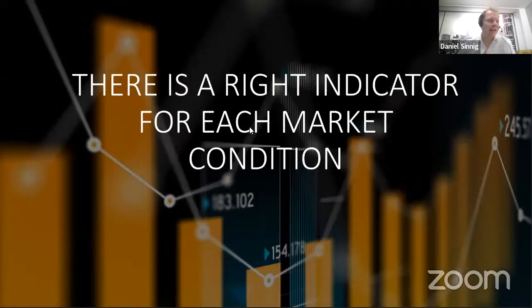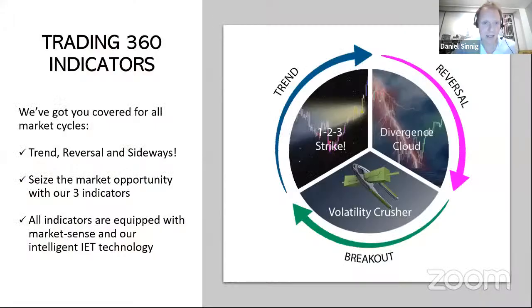Having said this, there's no wrong or right way to trade the market. There's no market condition which is better than another one. They all can be traded, but it's a matter of finding the right indicator for each market condition, and we have developed one indicator for each of these market conditions. For the trending market, we have come up with the 1-2-3 Strike indicator, which is our trend indicator. We have created Divergence Cloud for spotting reversals, and we have created the Volatility Crusher indicator to trade breakouts. Each of these indicators is available for NinjaTrader.